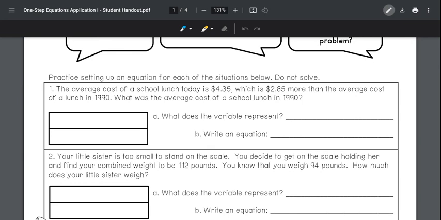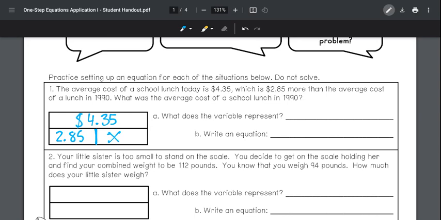So what I'm going to do is I'm actually going to split this bottom box into 2 pieces. Okay, because we've got 2 pieces, and then the top box will be our total. We know that the total average cost for a school lunch today is $4.35. We also know that that's $2.85 more than the average cost in 1990. Okay, so $2.85 plus something that we don't know has to add up to our total today for $4.35.